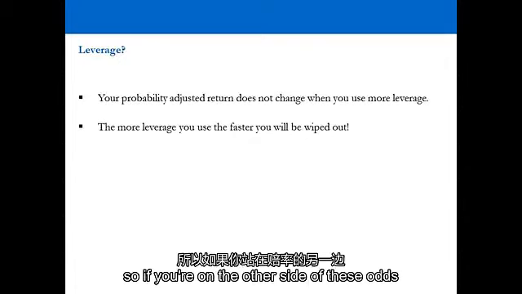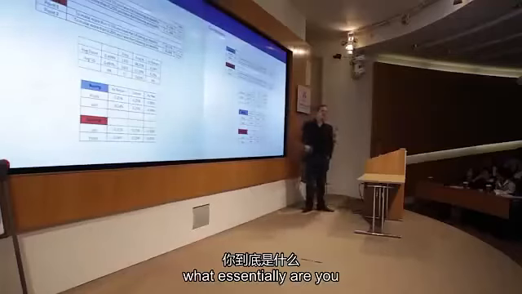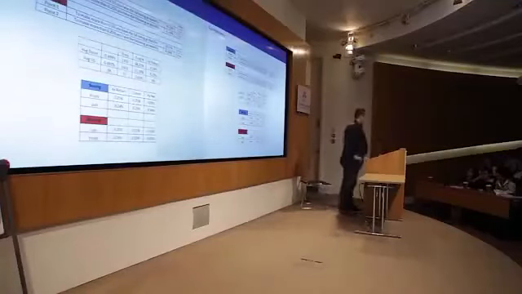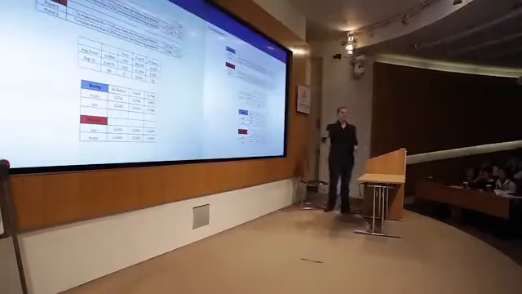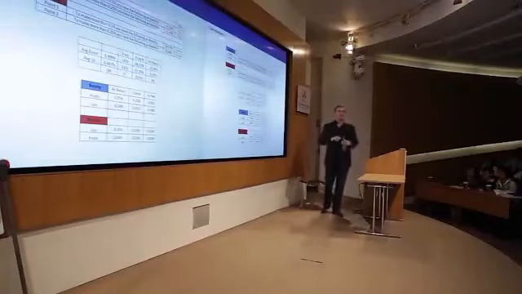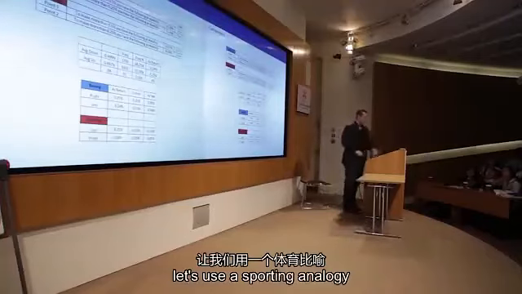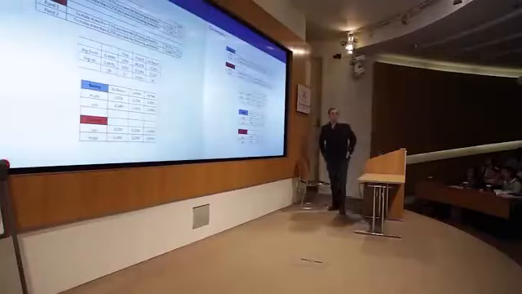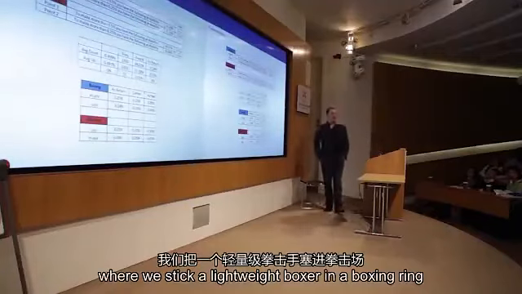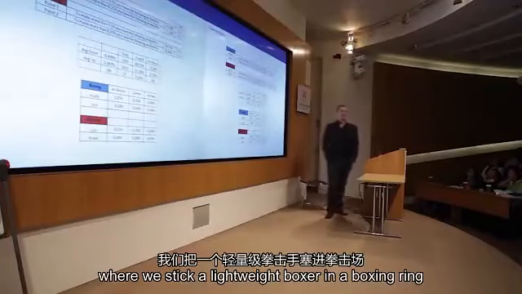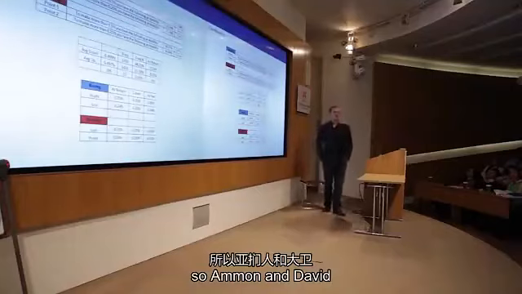So if you're on the other side of these odds, what essentially are you? Because these odds are against. Let's start with that. What does it mean when you say the odds are against? Well, let's use a sporting analogy. Let's use boxing, where we stick a lightweight boxer in a boxing ring with a heavyweight boxer, so Amir Khan and David Haye.